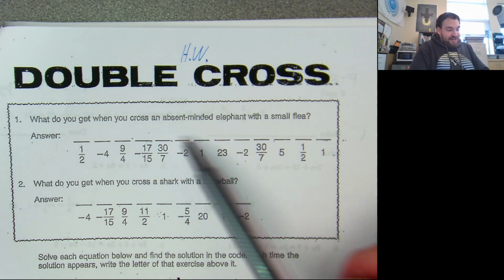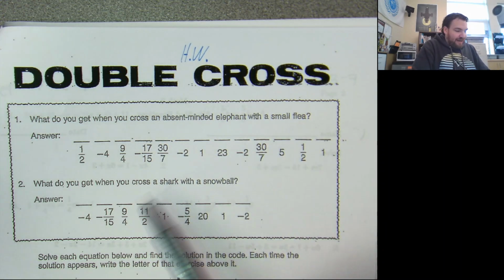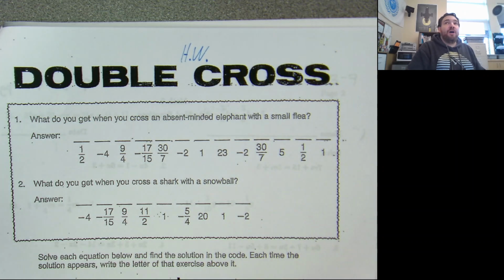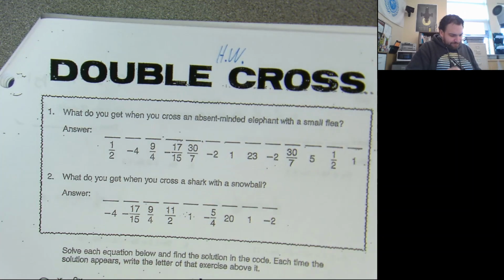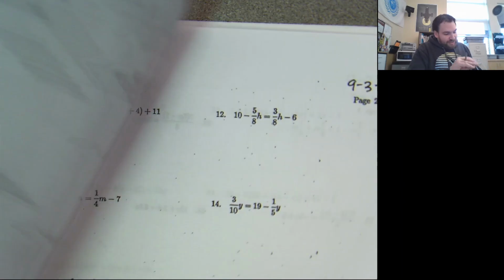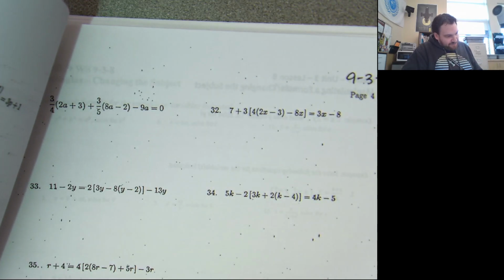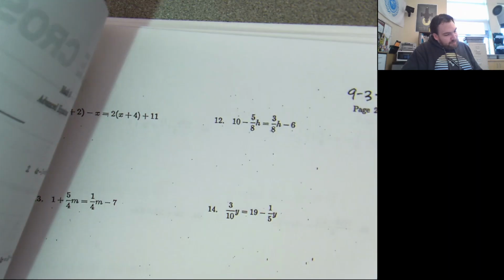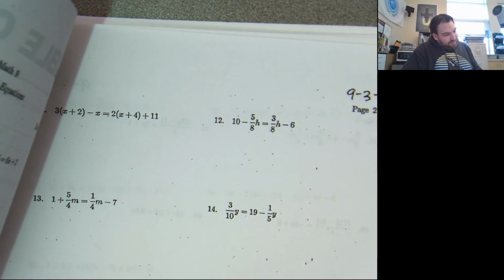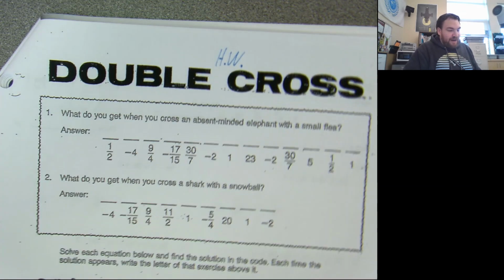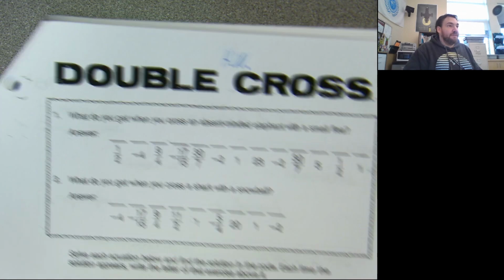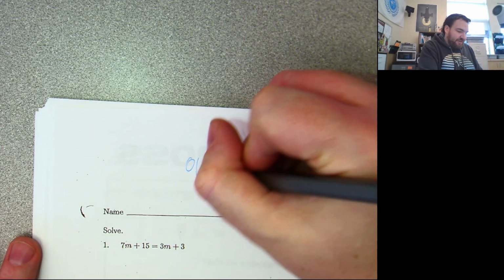What do you get when you cross an absent-minded elephant with a small flea? And what do you get when you cross a shark with a snowball? Yeah, but wait. There's always more. There's always more. That is where it ends. If you flip the page, there is optional extra practice here.